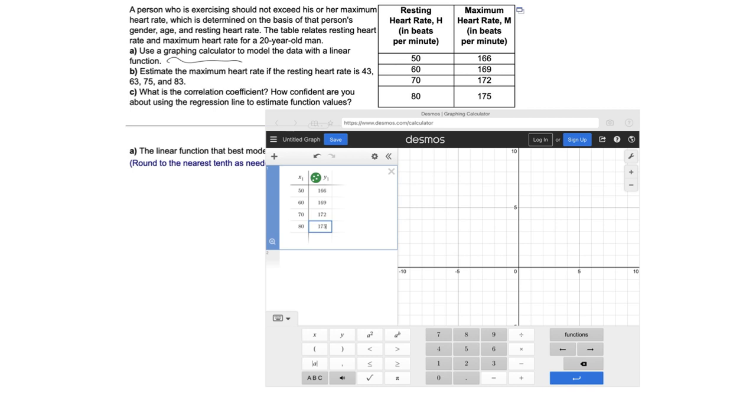When you look at the numbers, they're all going up. The x values are going up by 10, and the y values are going up by 3. So you know it's a linear function because there's a consistent increase.